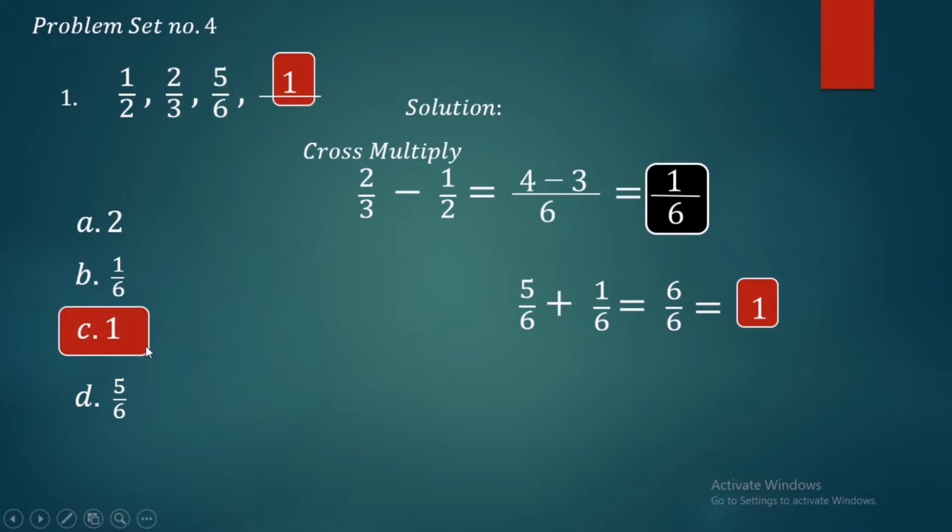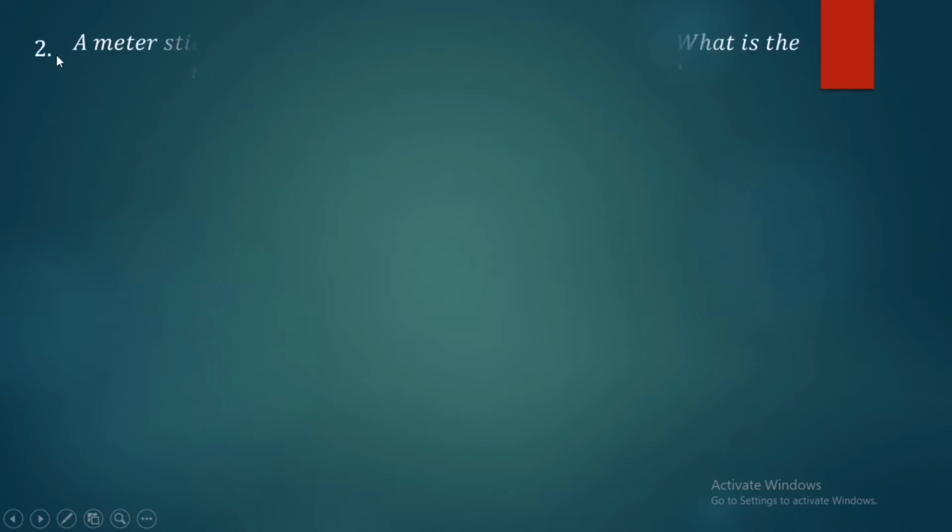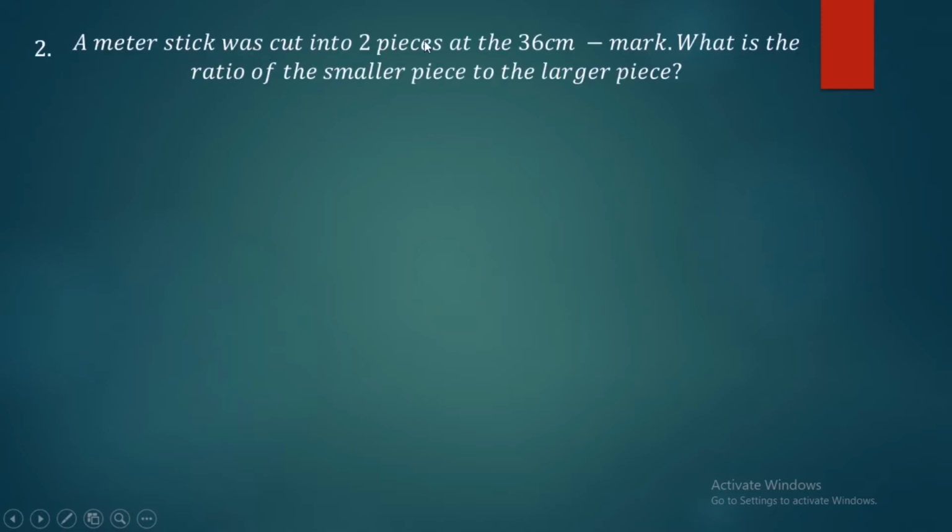So letter C. Number 2, a meter stick was cut into 2 pieces at the 36 centimeters mark. What is the ratio of the smaller piece to the larger piece? A, 16 is to 25. B, 13 is to 50. C, 9 is to 25. D, 9 is to 16.